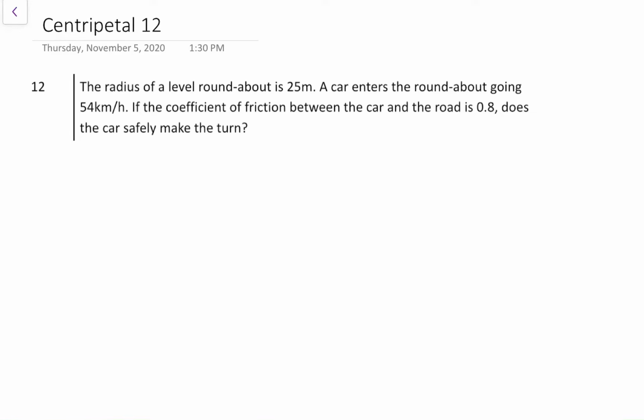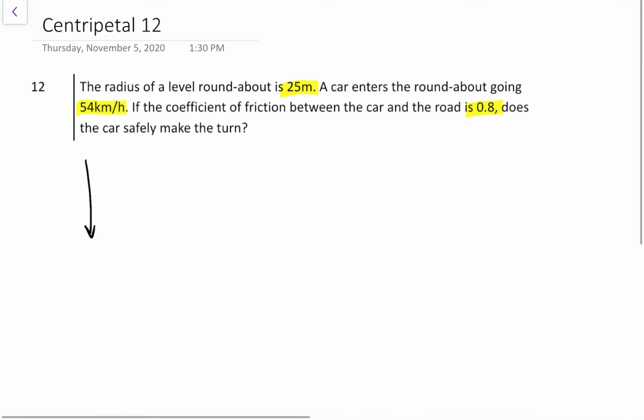It's not a vertical circle, it's a horizontal circle. It's just a car going around a level roundabout. What I like about this question though is if you don't know what you're doing, you're flooded with numbers here. You're given a radius, you're given a speed, we'll have to convert that. You're given a coefficient, like you're given so much, you got to figure out what to do with it.